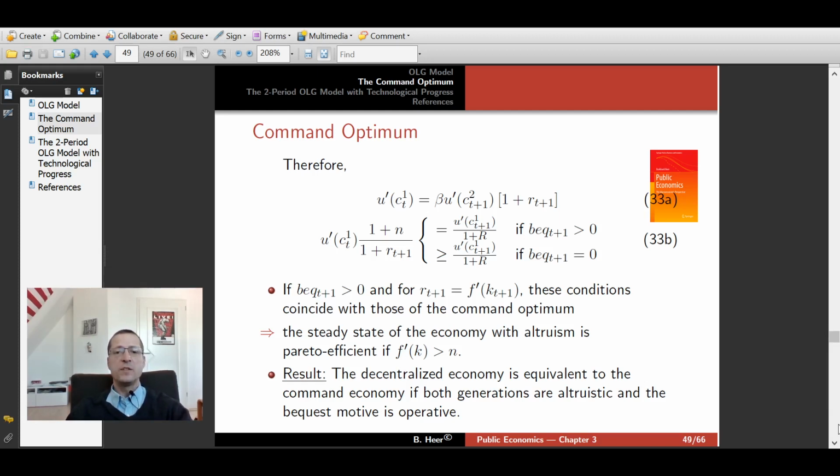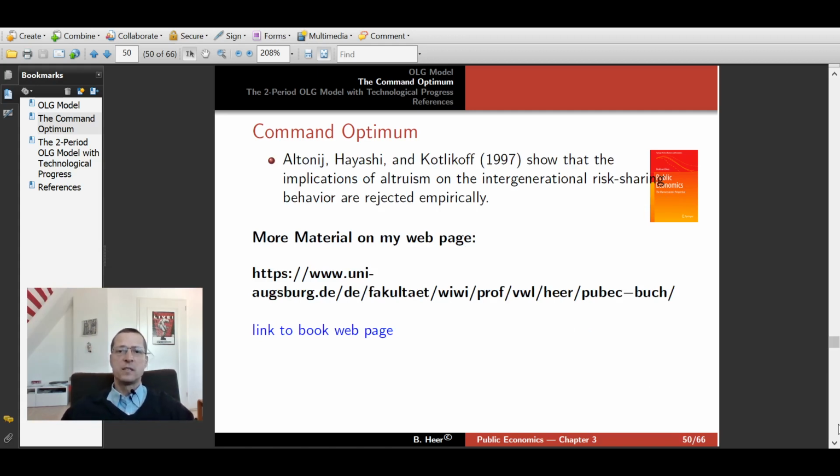So is this a realistic assumption that our households are altruistic? Well, Altonji, Hayashi, and Kotlikoff looked at the implications of altruism and found, when we look at the intergenerational risk-sharing behavior, that empirically we have to reject it. So it's probably safe to assume that, different from the Ramsey model, if we study overlapping generations models, the command optimum and the decentralized economy, even if we have perfect competition, do not imply the same allocations.